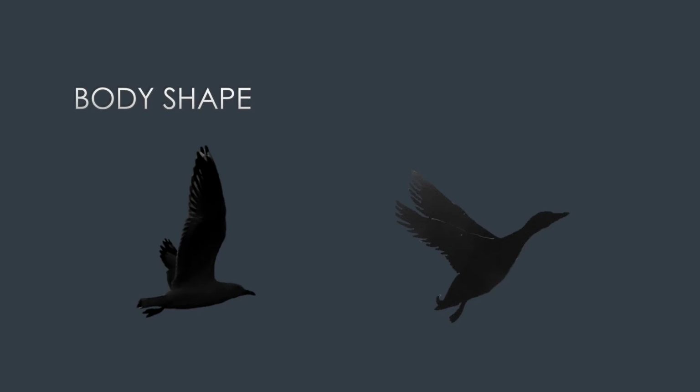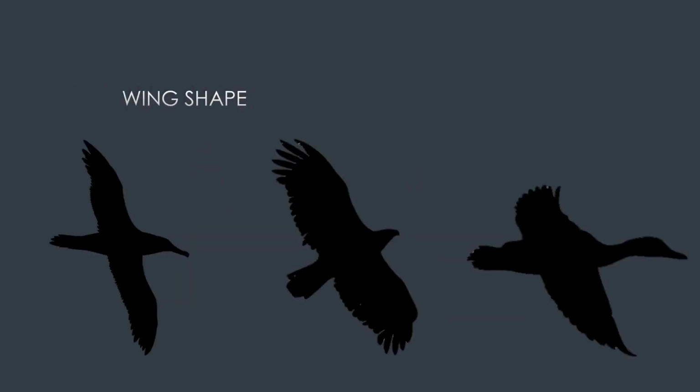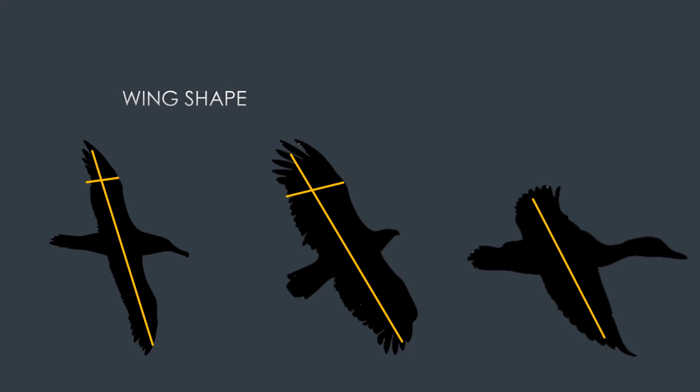Take note of the bird's body shape. Is it slender or more rounded? What do the wings look like? Are they long and narrow, long and wide? Maybe seemingly short and wide compared to the size of the body.